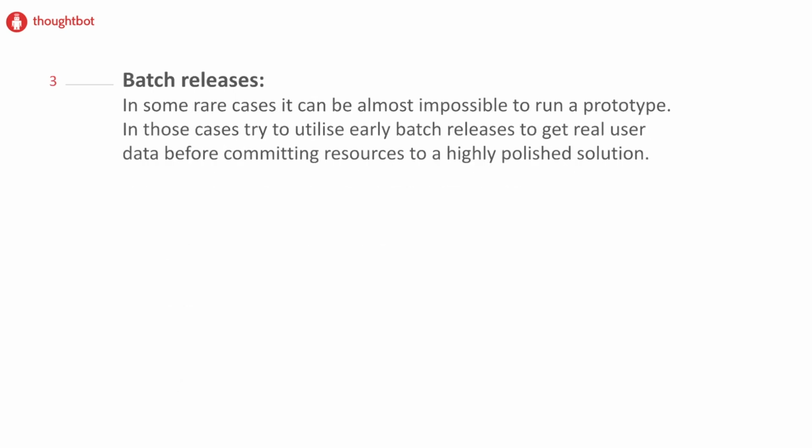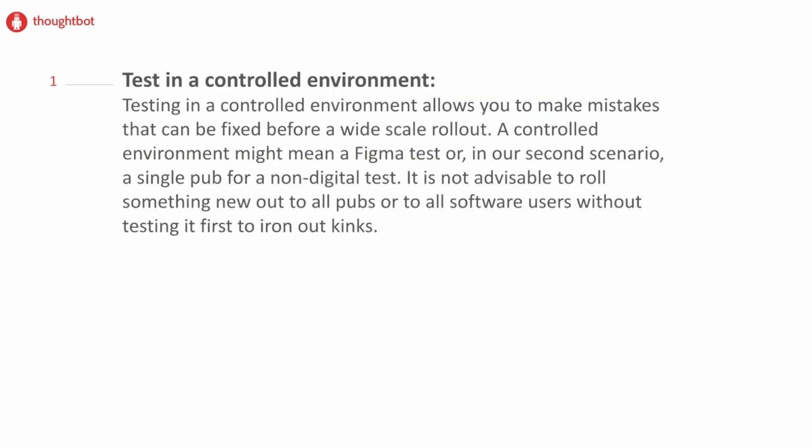And finally, in some really rare cases, it can be almost impossible to run a prototype. These are really, really rare, but in those cases, try to utilize early batch releases to get real user data before committing resources to a highly polished solution. So what that means is just try to release it on a small scale. If you have to build it, don't roll it out company-wide without having tested it with a smaller number of users first. So here are some tips to remember.